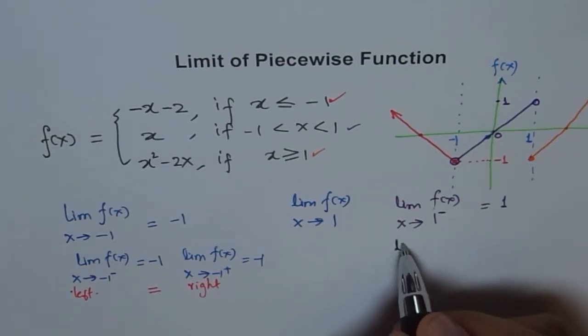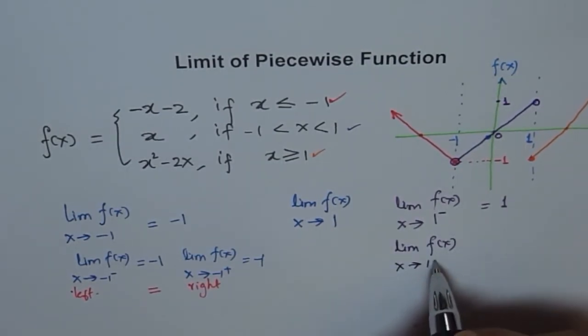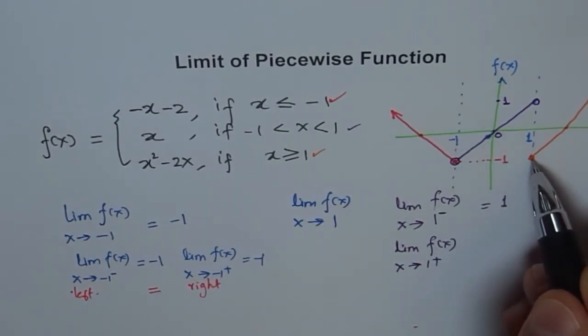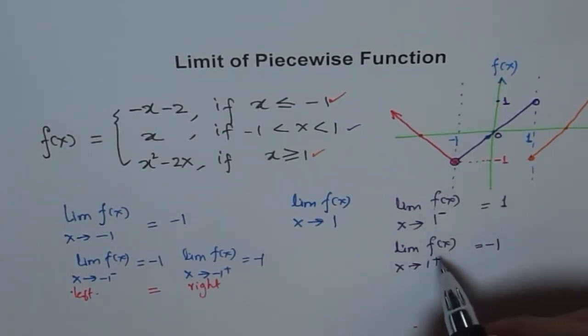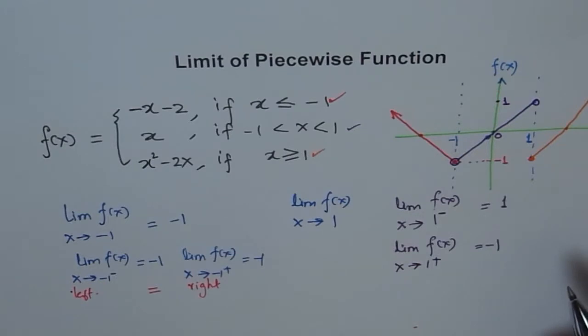How about the limit of f of x as x approaches 1 but from the positive side? That means when you approach from this side and come closer and closer, you actually land here, which equals -1, right? Since these two limits are not equal, we say the limit of the function f of x as x approaches 1 does not exist. Do you understand the concept?